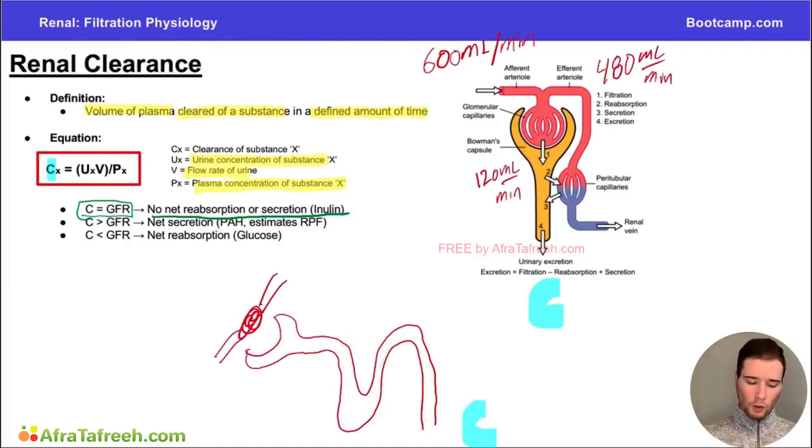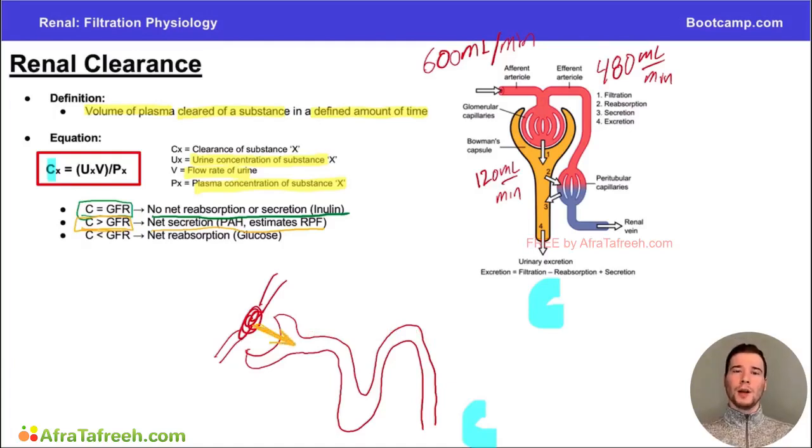Next, I'm going to draw in orange, which is that C, or our clearance, is greater than our GFR. This tells us there is a net secretion. PAH, or para-aminohippuric acid, is a good example of this. PAH is a good example because it is a molecule that is filtered at the kidneys, but it's also secreted. So in orange, we have our filtration at the glomerulus.